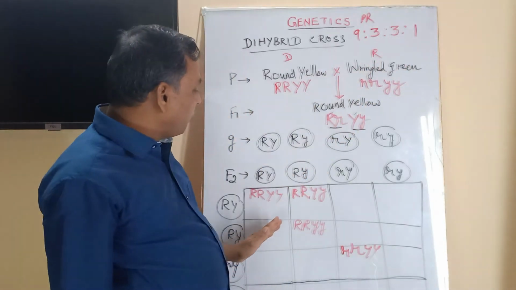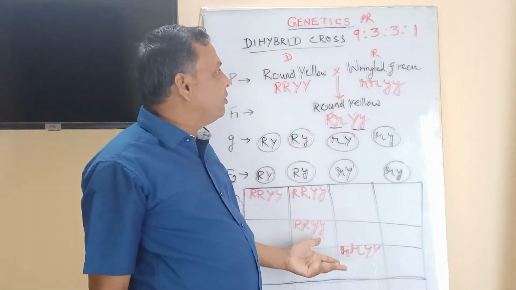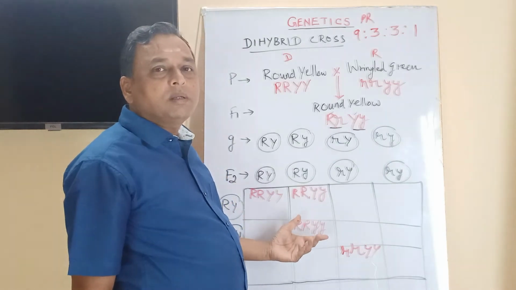And if you want, you can work out the genotypic ratio. It will be 1:1:2:2:4:2:2:2:1.